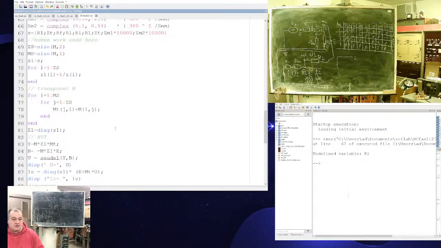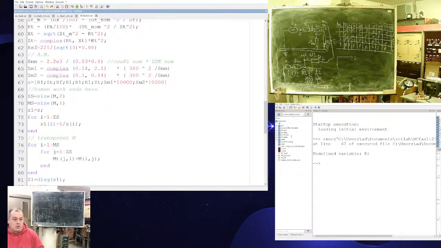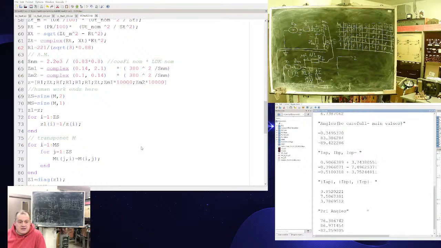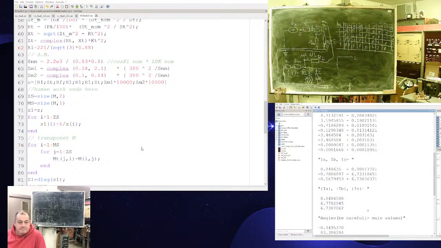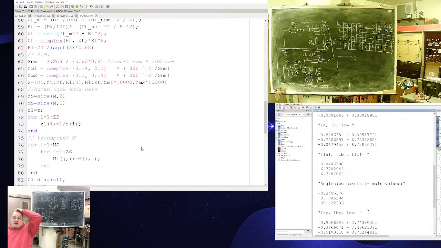Here I have something. Look here, I have currents for the BC fault, without motor, just flat load.